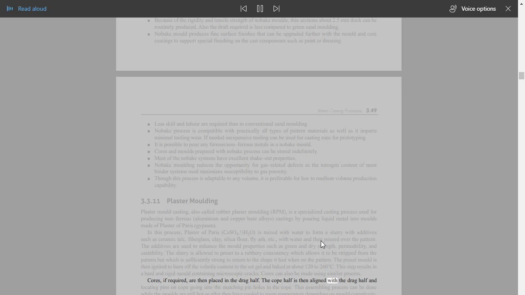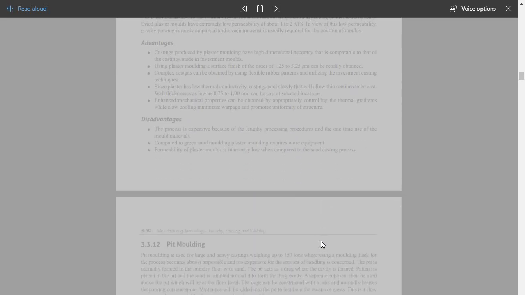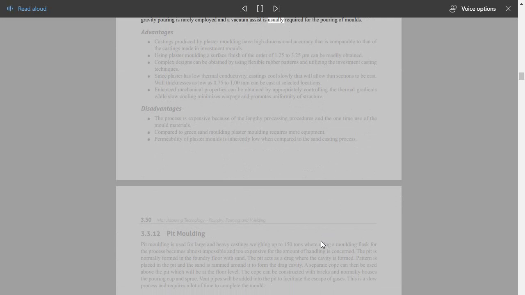The cope half is then aligned with the drag half, with locating pins on the cope going into the matching pinholes in the drag. This assembling process can be done while the molds are still hot, or after they have cooled to room temperature, depending on mold complexity. Dried plaster molds have extremely low permeability of about 1 to 2 AFS.